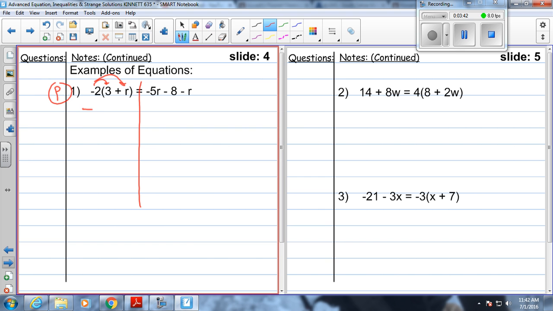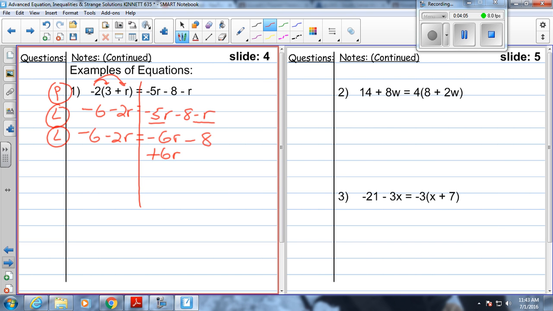And we get negative 6 minus 2r equals negative 5r minus 8 minus r. We're going to combine our like terms on each side. There are none on the left, but we do have some on the right. Negative 5r and negative r is negative 6r minus 8. Then we have to combine our like terms across the equal sign.